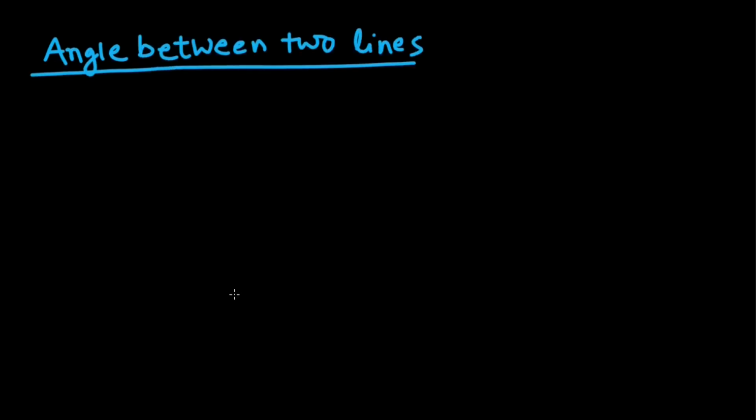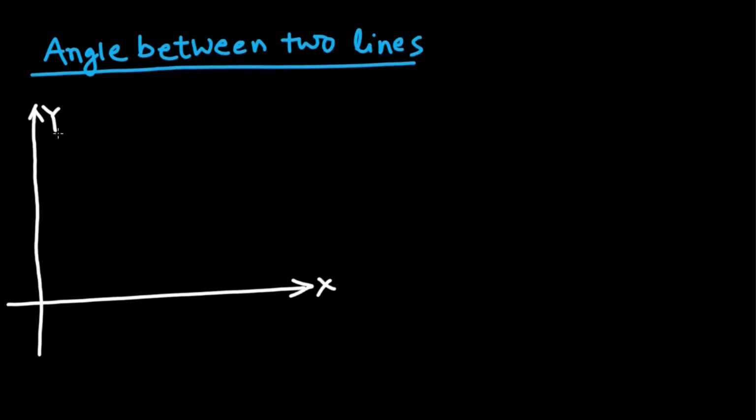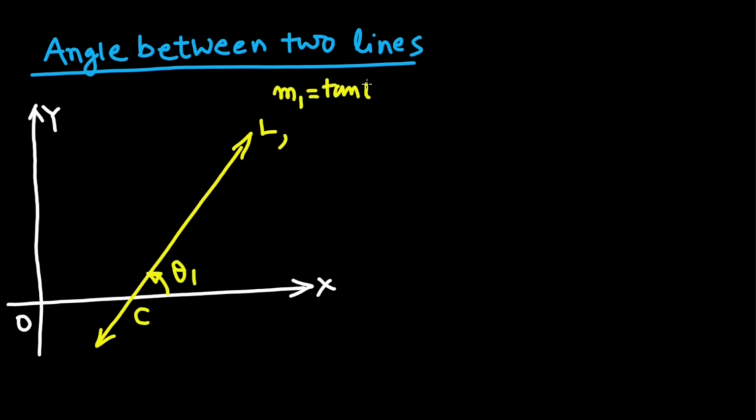We are going to discuss angle between two lines. Let us draw x-axis, y-axis, origin. Suppose inclination of line L at point C on the x-axis be theta 1, so that slope of line L will be m1 equals tan theta 1.